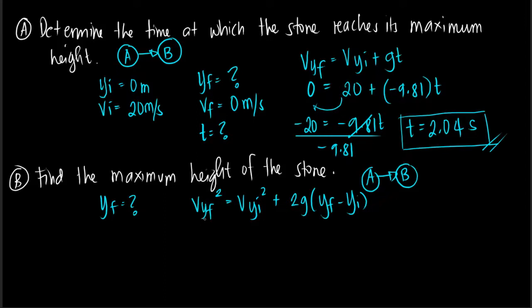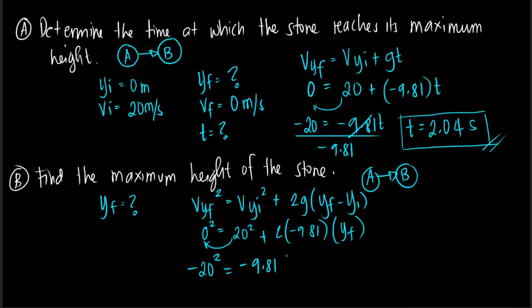So, sa formula naton, si VYF is 0 squared. VYI is 20 squared plus 2, negative 9.81. Y of F is the one that we're looking for, and Y initial is 0. Diba? Okay. 20 will be transposed, so that becomes negative 20. Negative 20 squared equals negative 9.81 times 2. So, ginsuli ko lang kay para sa negative magwa, no? And then, let's divide negative 9.81 times 2.